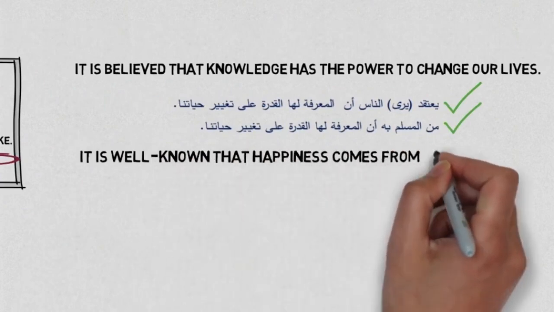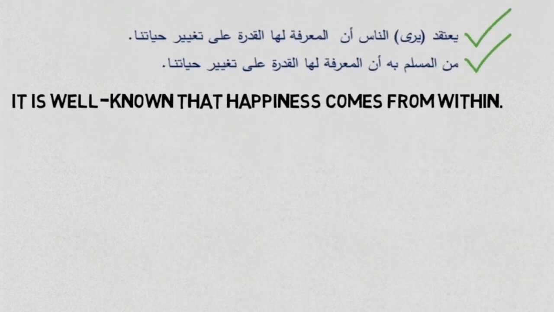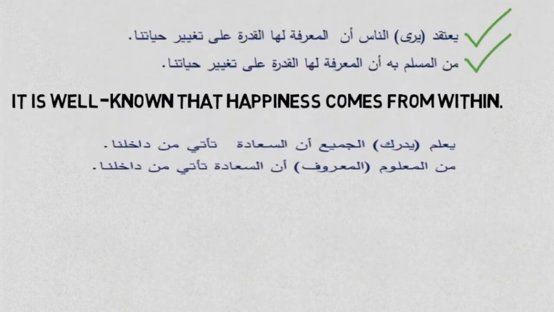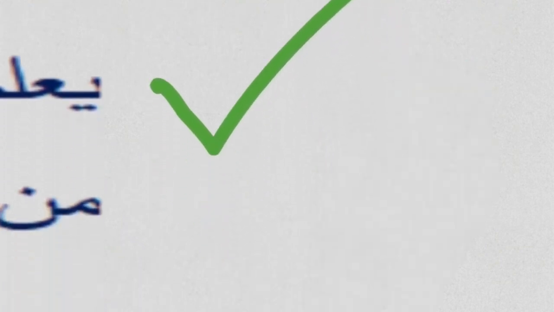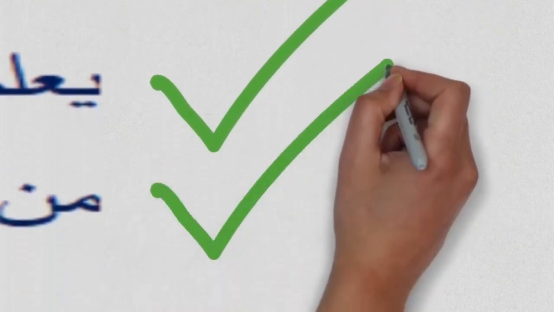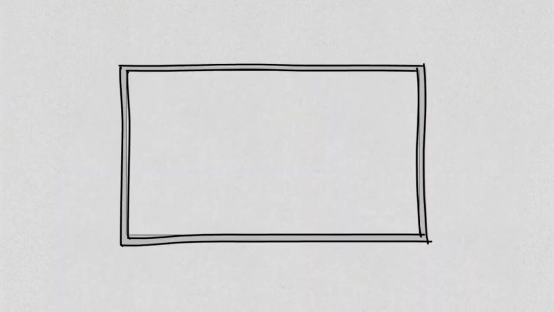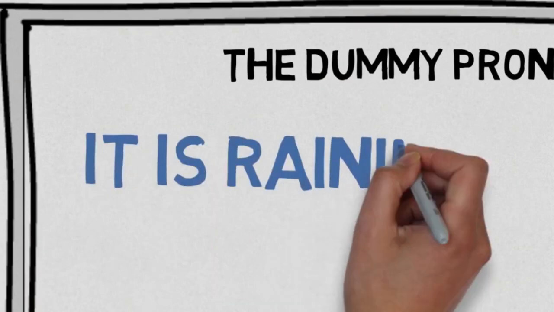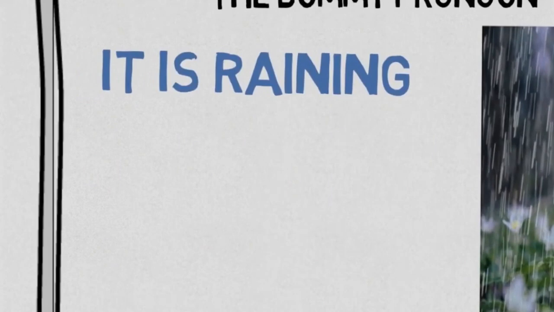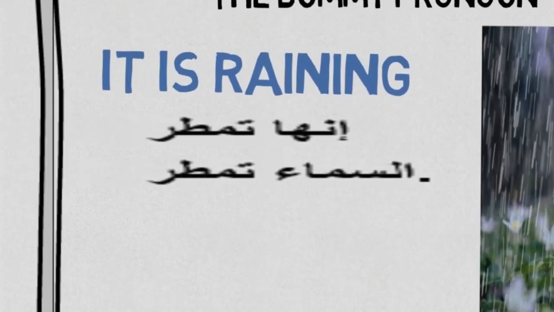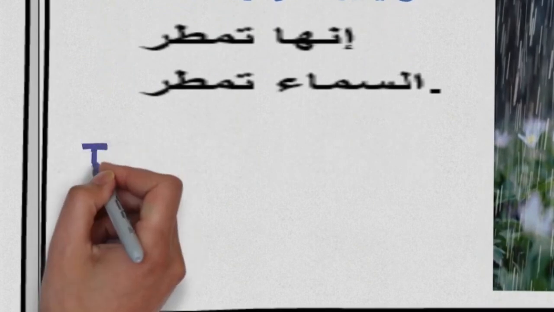Let's have another example. It's well known that happiness comes from within. يعلم الجميع, يدرك الجميع أن السعادة تأتي من داخلنا. Or we can say من المعلوم, من المعروف أن السعادة تأتي من داخلنا. Now look at the following simple example introduced by a dummy pronoun. It's raining. You can find that simple, short sentence translated as إنها تمطر or السماء تمطر.